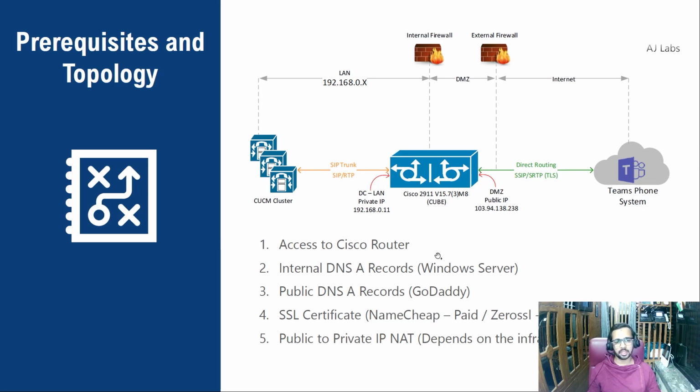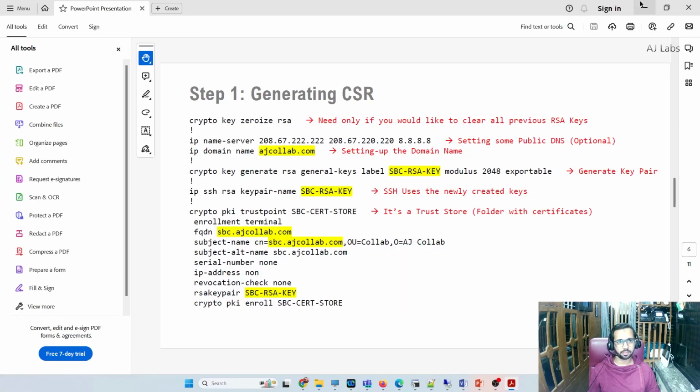So in our next series, we will be integrating these two things together. We'll be integrating a SIP trunk towards the CUBE, and then a direct routing between Microsoft Teams and the CUBE. That will be in the next session. But as I said, I'll also show you if you have an SSL provider other than ZeroSSL, for example, Namecheap, how do I get a certificate from Namecheap? Okay, that's pretty straightforward again.